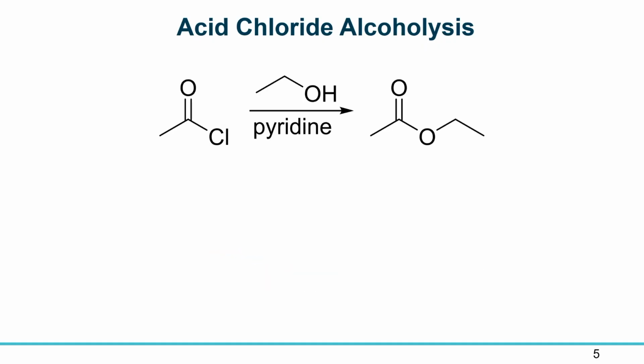Acid chlorides can undergo alcoholysis with primary alcohols to give ester products. Because of steric concerns, this reaction is limited to just primary alcohols. Seen here, we have ethanoyl chloride undergoing alcoholysis with ethanol to generate the ester ethyl ethanoate. Note the use of pyridine again to remove the hydrochloric acid byproduct.